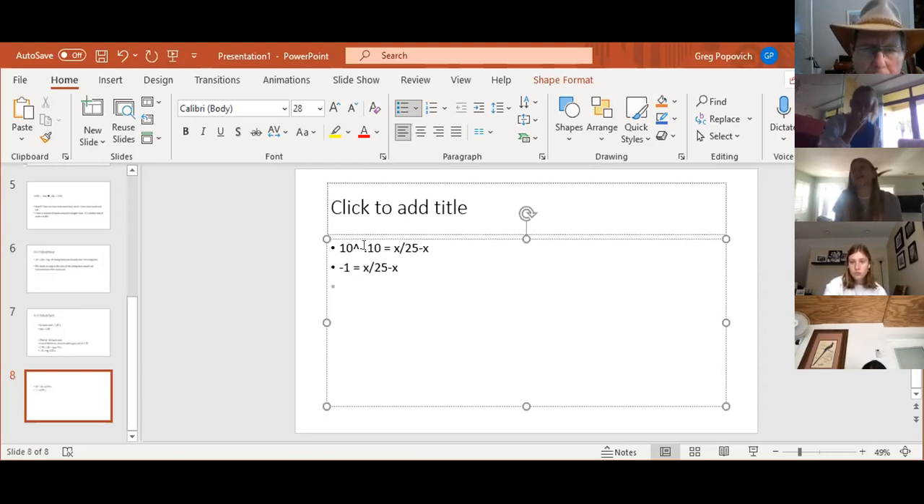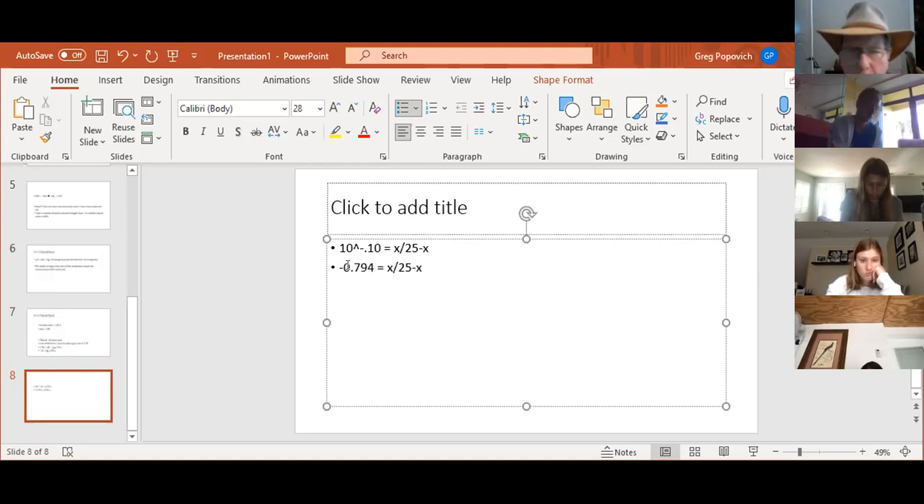What am I doing wrong here? Oh, that's what I'm doing wrong. Thank you. See, even I screw up. 10 raised to the negative 0.1 is equal to 0.794.